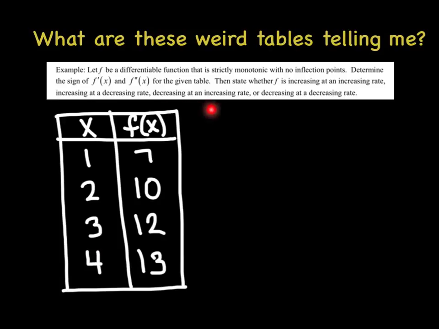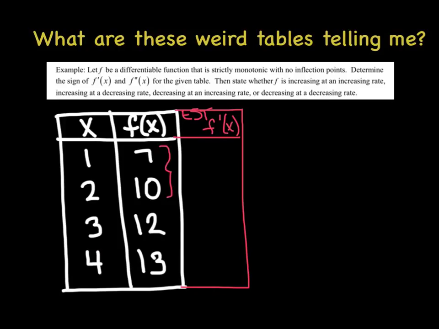What I like to do is add an extra column to the table. I call these my estimated f prime values. What I'm saying is between these 2 points, it looks like my slope, my rise over run, is going to be a 3. Then between these two, it's going to be a 2, and between these 2 points, it's going to be a 1. So, judging by my table, all of these estimated f prime values are indeed positive. So we know f prime is positive. We can say that with confidence.